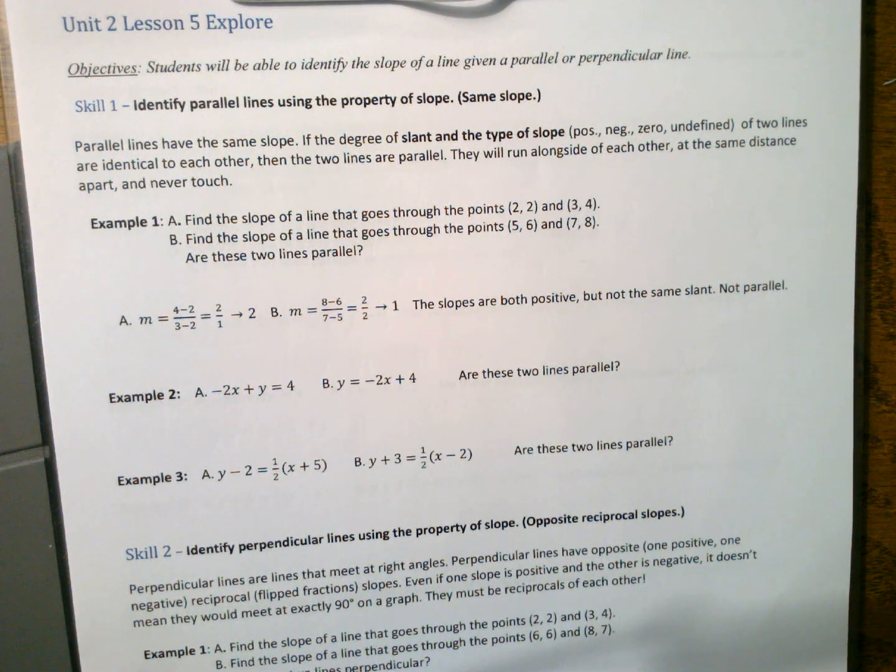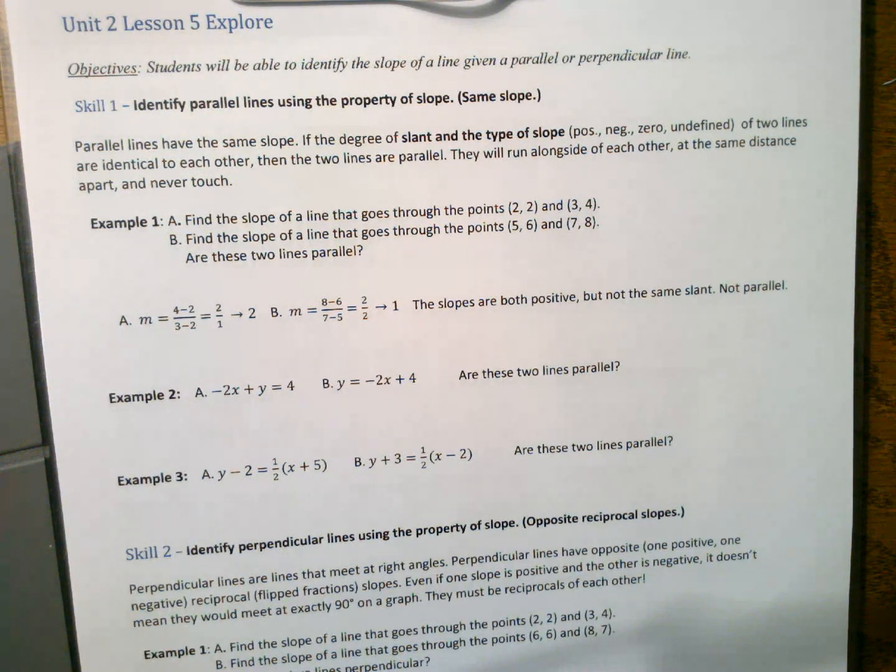Unit 2, Lesson 5, page 2. Students will be able to identify the slope of a line given a parallel or perpendicular line. So skill 1, let's identify the parallel lines using the property of the slope.